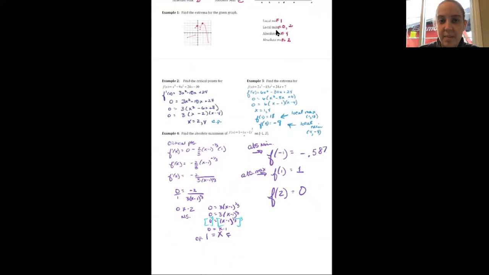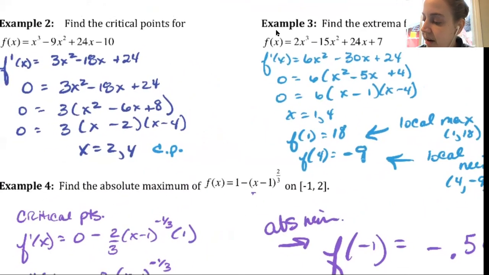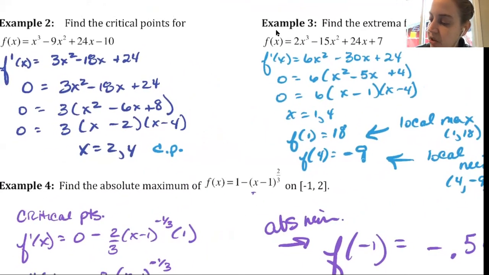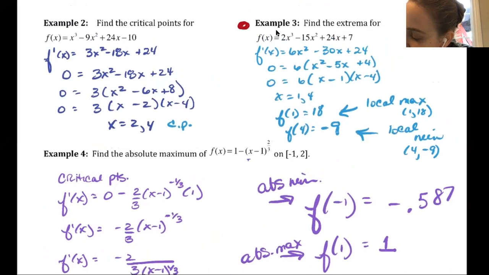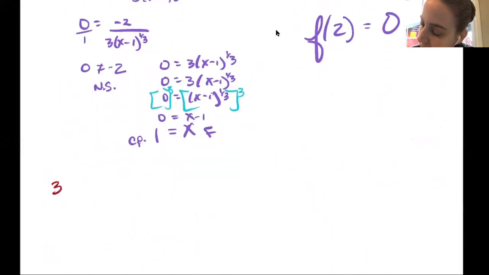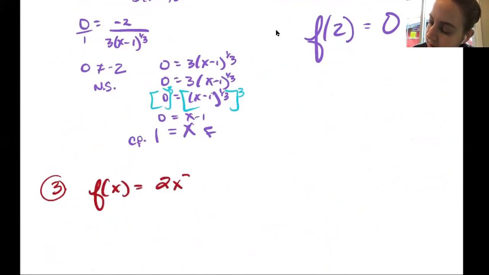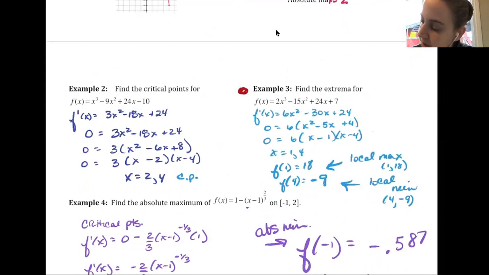When it comes to extrema, this is kind of a little extra, or looking ahead. I want to go back to example 3. This was a short video, so may as well. So example 3, we're going to look at again. f of x equals 2x cubed minus 15x squared plus 24x plus 7.